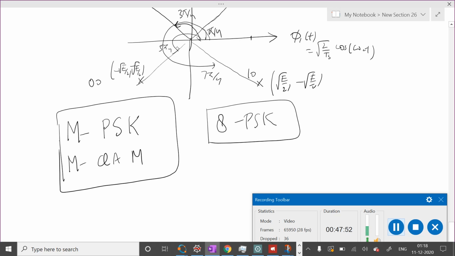Right now we are doing everything without noise. After this, we will see the performance of these modulation techniques in the presence of noise. This lecture was a little bit lengthy, but was necessary. So now, understand it properly. Then we will take up other modulation techniques.